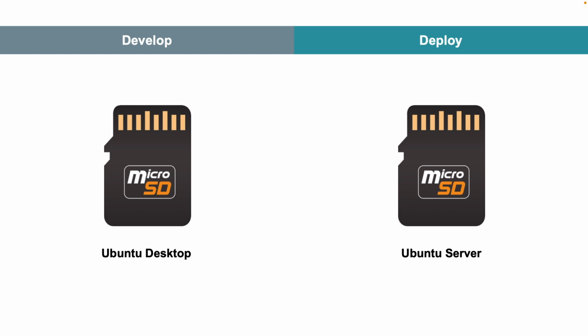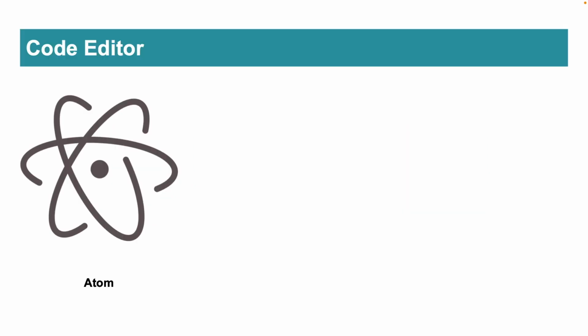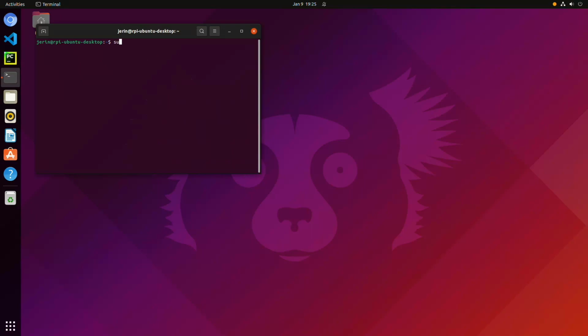I started off with two SD cards. On one, I installed Ubuntu Desktop, and on the second, I installed Ubuntu Server. The development of the Django app would be done on the Ubuntu Desktop, and then the deployment on the Ubuntu Server. Next, I wanted a code editor. I usually use Atom on my MacBook for coding because I love it. But unfortunately, Atom is not supported for ARM yet. It is still marked as an open issue in GitHub.